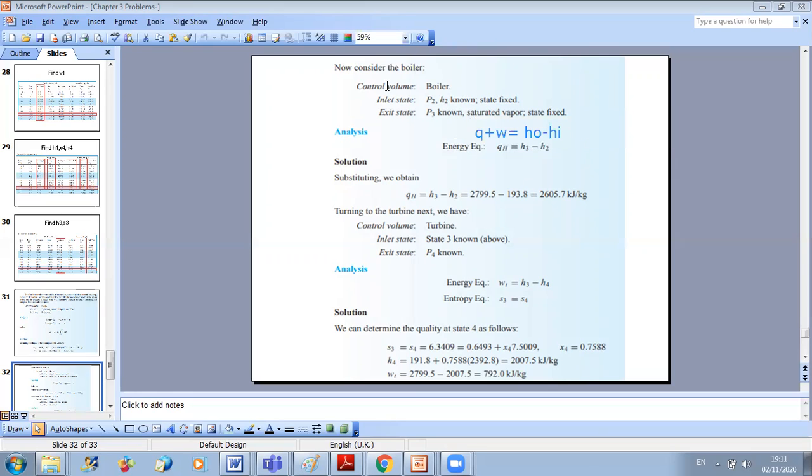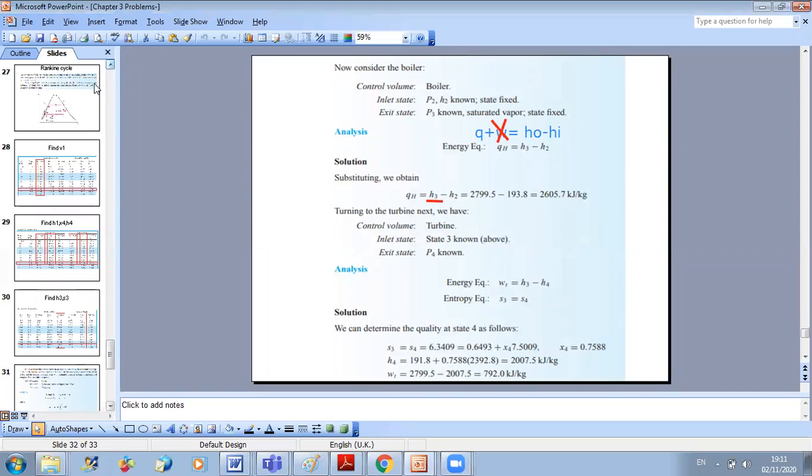But for your boiler, there is no work, so W you can cancel it. You only have Q of boiler equal to H out minus H in, so Q boiler is H3 minus H2, okay? Now we need to find H3. But for H3, as we have seen together, no problem. Why? Because they told us that it's saturated vapor.